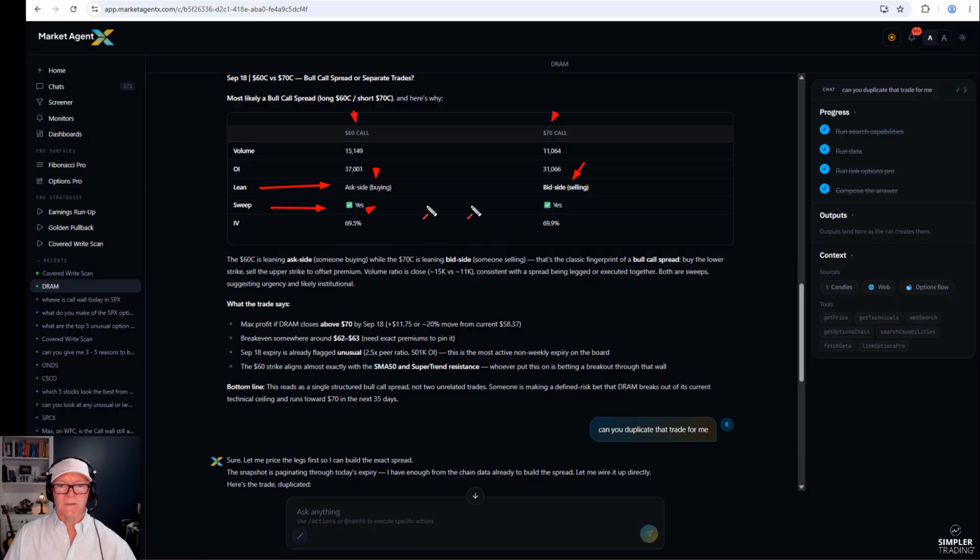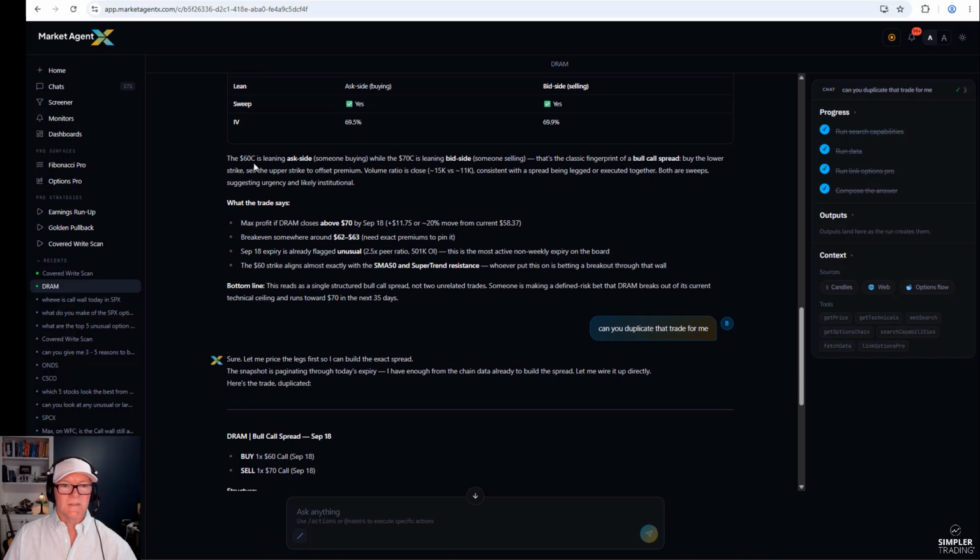It was a sweep. It was a sweep, right? That's a good thing, right? IV 69, 69. So the 60s leaning ask side, someone's buying, someone's selling. This is a classic fingerprint of a bull call spread. Consistent with spread being legged in or executed together. Both are sweeps suggesting urgency and likely institutional. It was 40,000 contracts. So I'm like, okay, I'm listening. This is interesting. Tell me more, right?